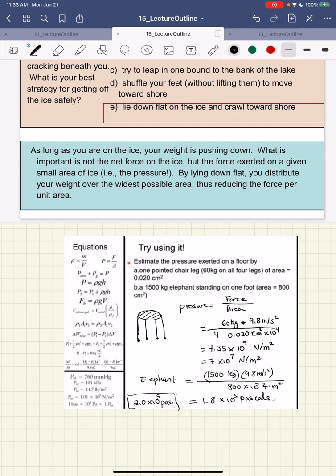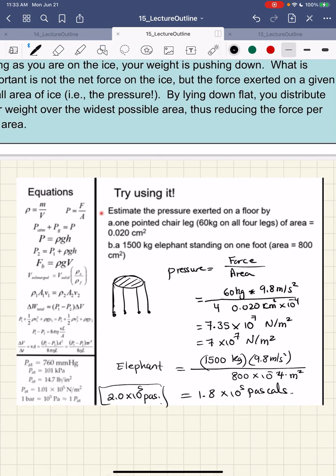Now, we are going to estimate the pressure exerted on a floor by one pointed chair, only one, okay? The mass of the chair is 60 kilograms, and the area for one leg is 0.02 square centimeters. And we are going to find the pressure by a 1,500 kilogram elephant that is standing on 1 foot, okay? And it has an area of 800 square centimeters.